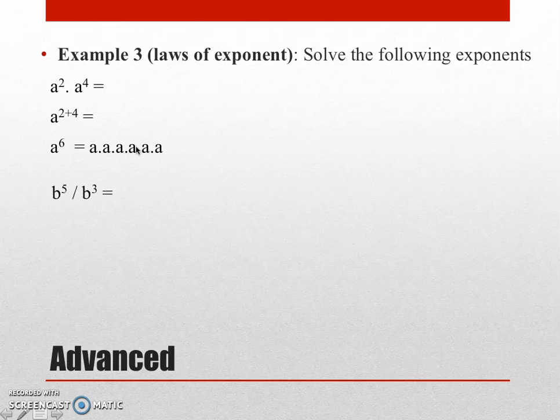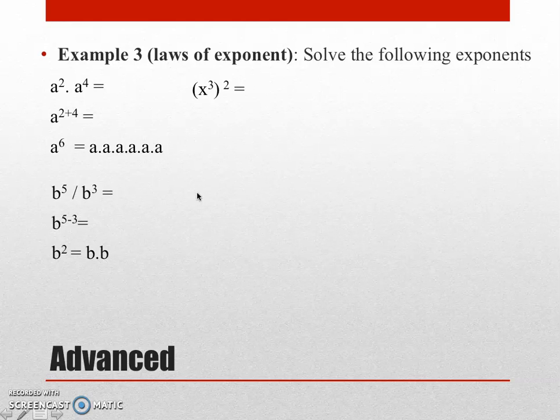Here we have b to the power of 5 divided by b to the power of 3. So here, because they are divided, the rule says that you keep the base and then you just subtract the powers. So it's the same as b to the power of 5 minus 3, which is b squared. Again, if you write b to the power of 5 as 5 b's multiplied by each other, and then 3 b's in the denominator, the 3 b's in the denominator will cancel with 3 b's on the top, so we will be left with only 2 b's multiplied by each other, which is the same as b squared.